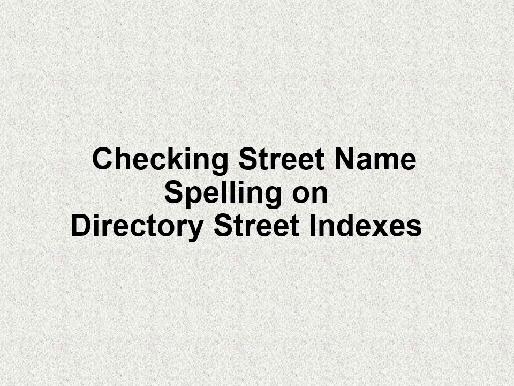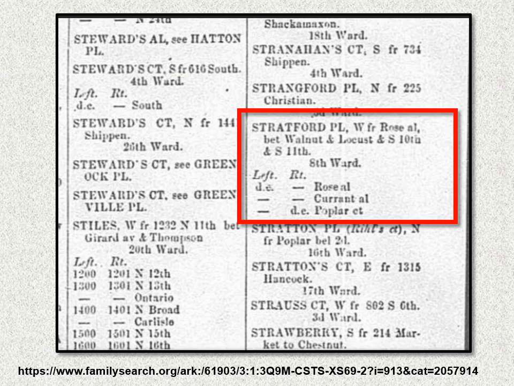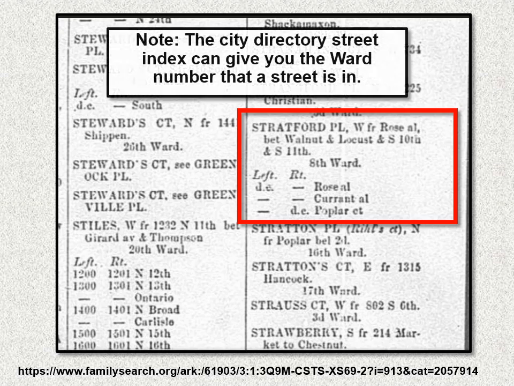I could check the street name spelling on the directory of street indexes. So remember, I showed you this earlier. Here's Stratford Place's entry. Not only can it contribute streets around the lookup place, because it tells me it's between this, and it's from Rose Alley, and there's Walnut, Locust, etc. That can all go in my street list. But the listing shows the ward number of the lookup. I pointed that out earlier. Okay, so the ward number shows.